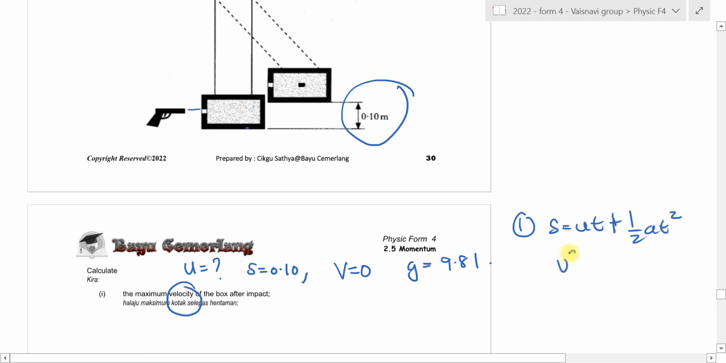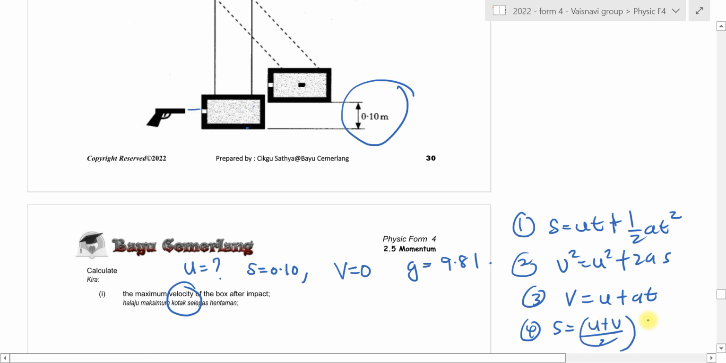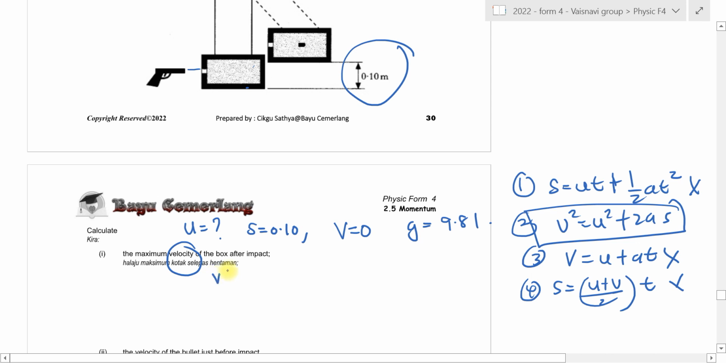Lepas tu kita ada V square equal to U square plus 2AS. Lepas tu kita ada lagi satu, V equal to U plus AT. Tiga ni main lah. Dan lagi satu dia adalah S equal to U plus V over 2 darab dengan time. Okay. Yang mana tak ada time? Okay. Equation number 2. So, I choose this. V square equal to U square plus 2AS.